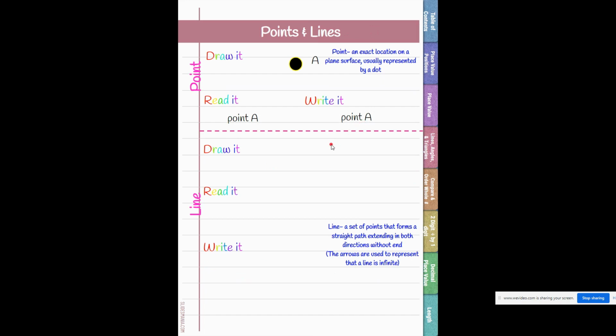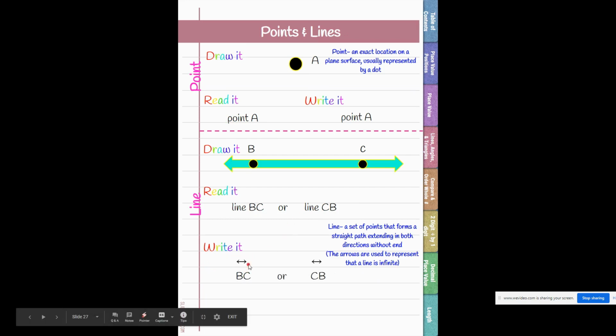A line is a set of points that forms a straight path extending in both directions without end. We use arrows on both sides to represent that the line is infinite. So we're going to call this line BC. We read it as line BC or line CB. When we write it, we place the line symbol above the letters BC or the line symbol above the letters CB.